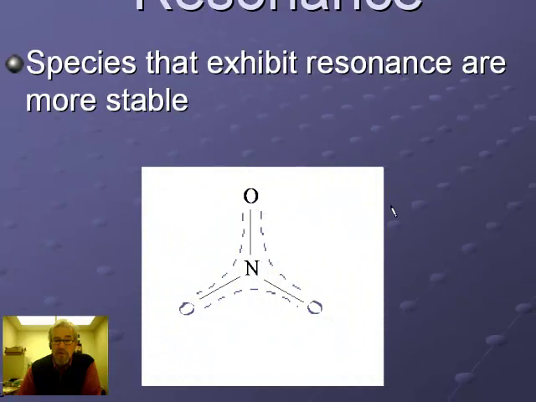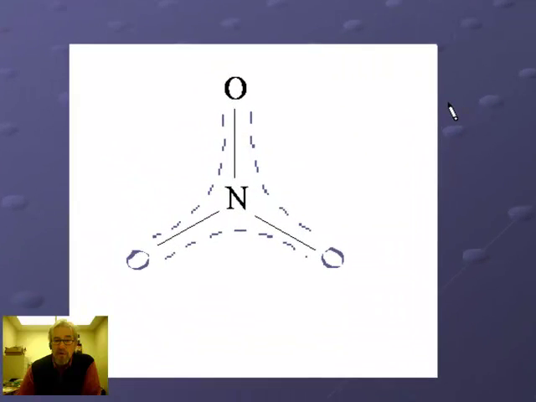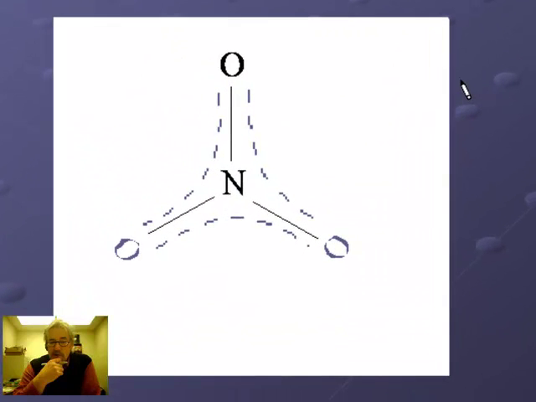Another way of drawing this would be to show dotted lines that show a sort of a partial bond, not exactly double, between the N and all 3 O's. That's actually a little bit more accurate.